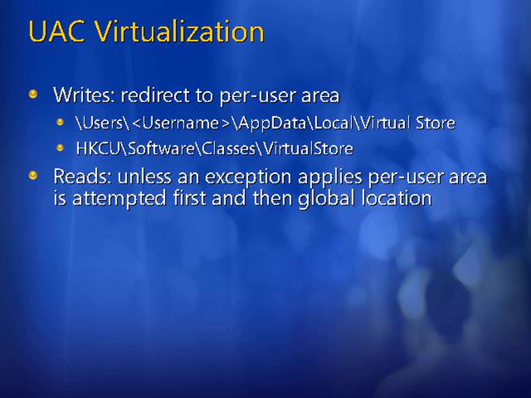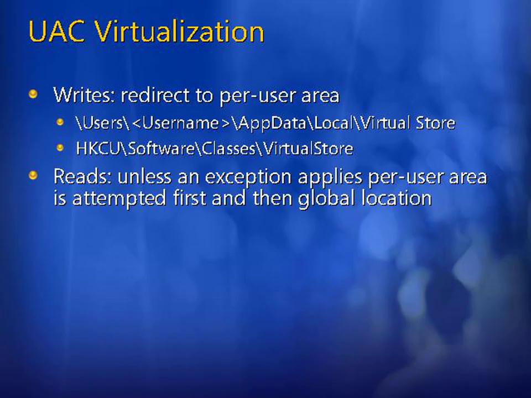So let's talk about what happens with the modifications that these apps that are being virtualized make, where they go. If they make a write to one of those special locations and an override doesn't occur, and that location's in the file system, it gets written to a directory called AppData\Local\VirtualStore in the user's profile. If it's in the registry, it gets written to their registry profile under Software\Classes\VirtualStore. For reads that those applications perform, the per-user location is attempted first, and if nothing's found there, then it'll fall back on looking at the global location.